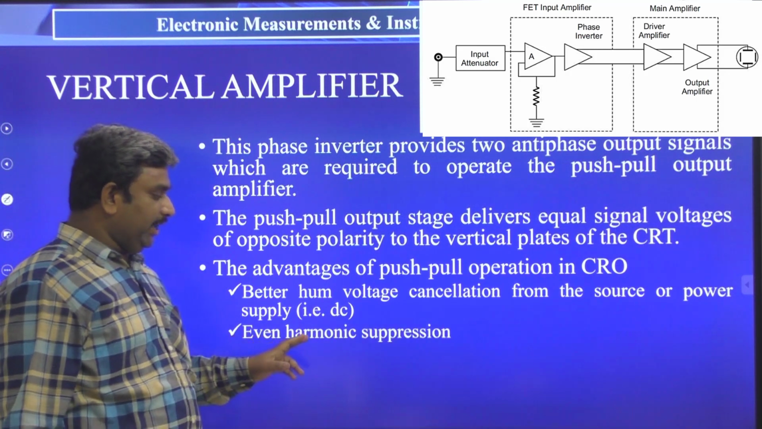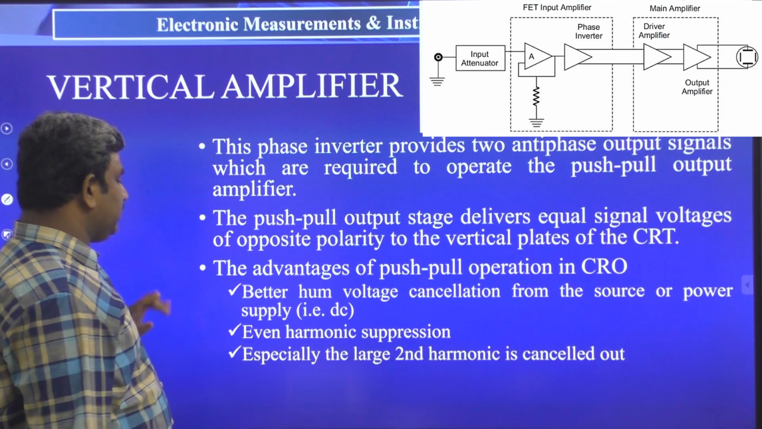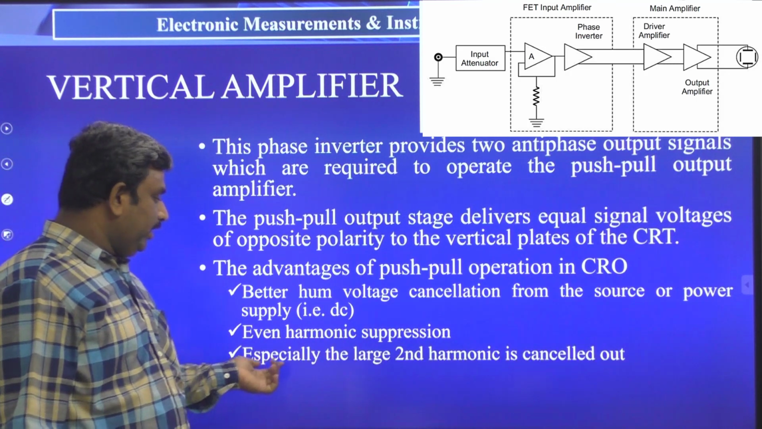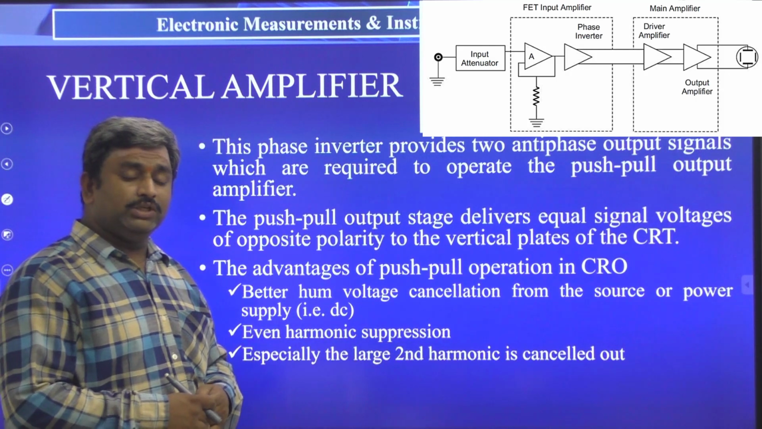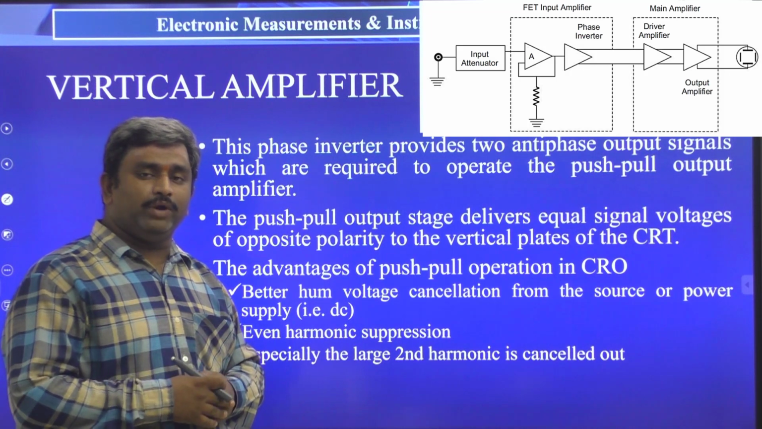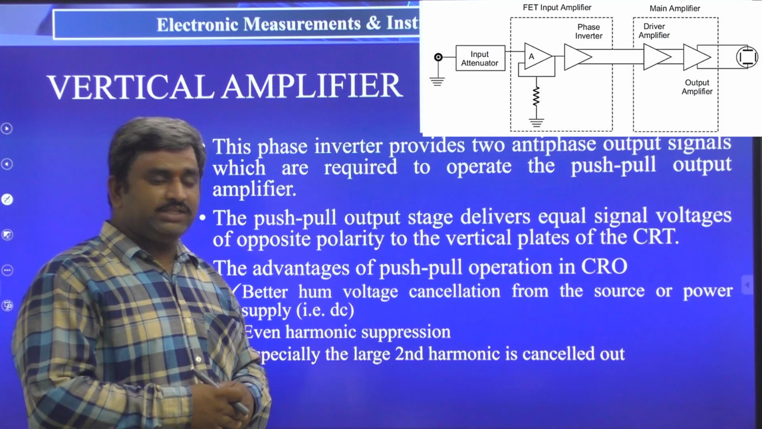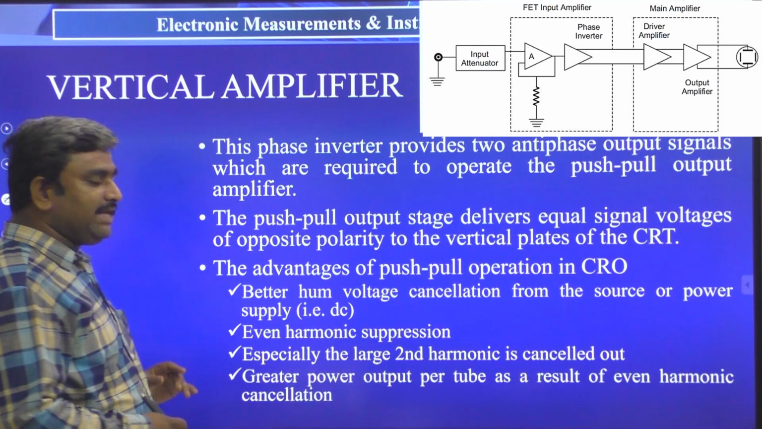Second advantage, even harmonic suppression. We can reduce the harmonics in the given circuits. And the third one, especially the large second harmonic is cancelled out. Generally, second harmonics we will get in the signals, and that second harmonic we can cancel here.